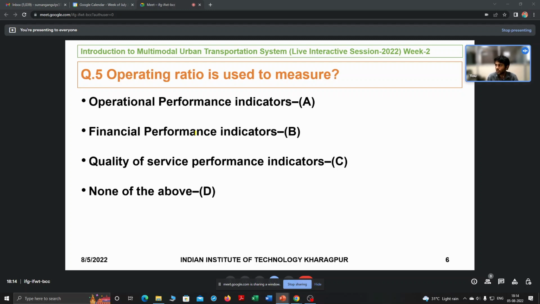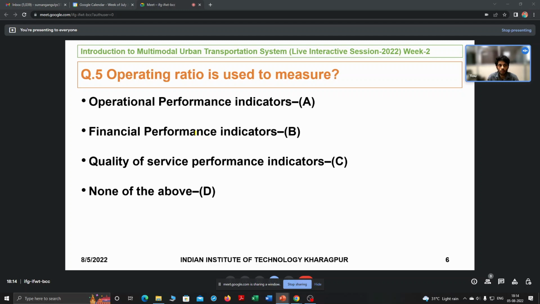Then the next question is, what is operating ratio? If you remember the lectures, it is based on three kinds of performance measures, right? The first one is operational measures, the second one is financial performance measures, and the third one is quality of service measures, right? So there are three types of measures. Then what are operational performance measures? During bus operation, like now a bus is starting from the terminal at 8, and it will end around 9. So it's a 1 hour trip.